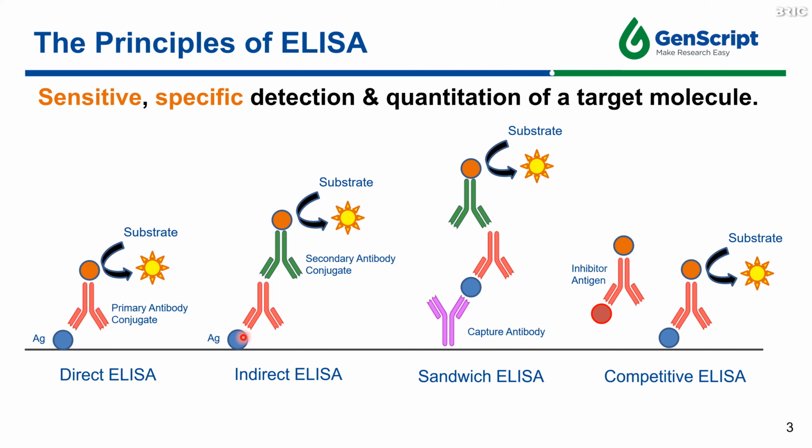In the indirect ELISA, it is the same principle as direct ELISA, but in this kind of ELISA, the secondary antibody is conjugated with an enzyme instead of the primary antibody.